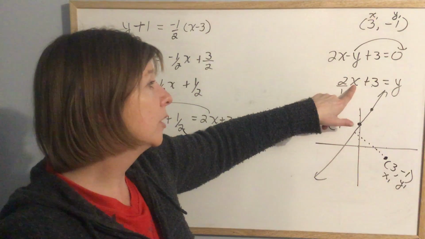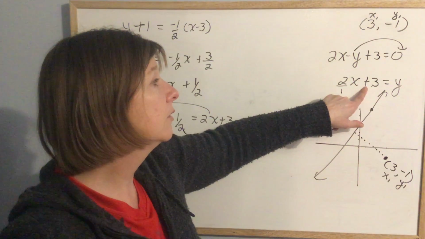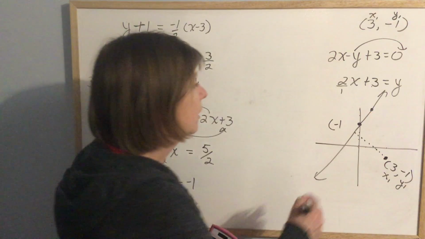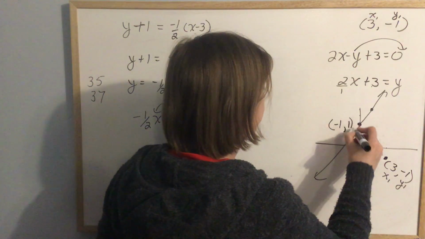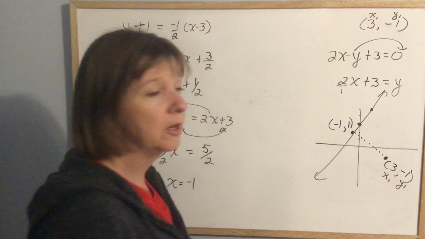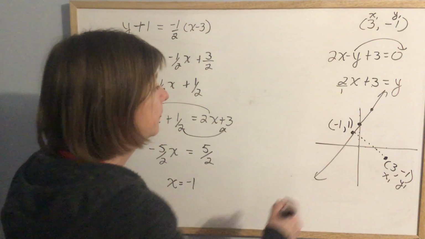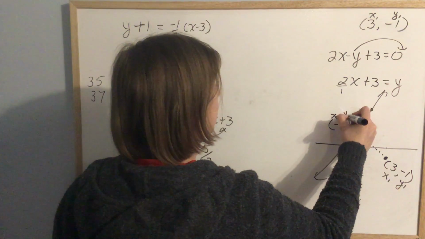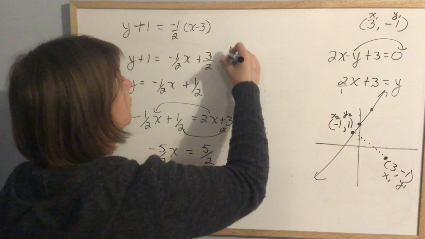2 times negative 1 is negative 2. And negative 2 plus 3 would be positive 1. And that kind of makes sense where my drawing is. Negative 1 and 1. So here is my x2 and my y2. So now my length formula.